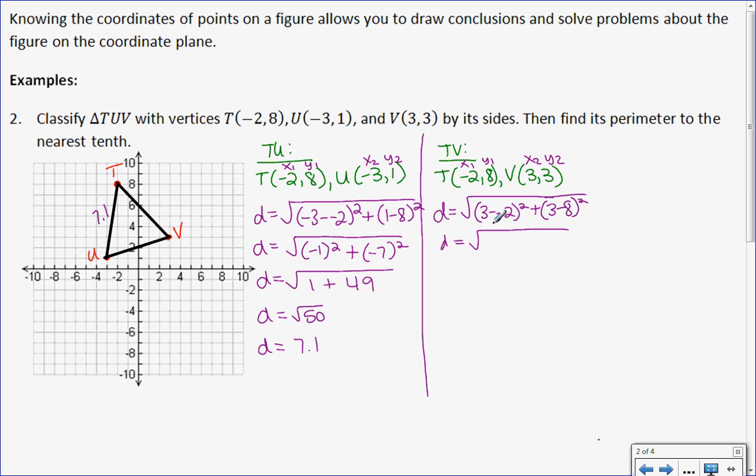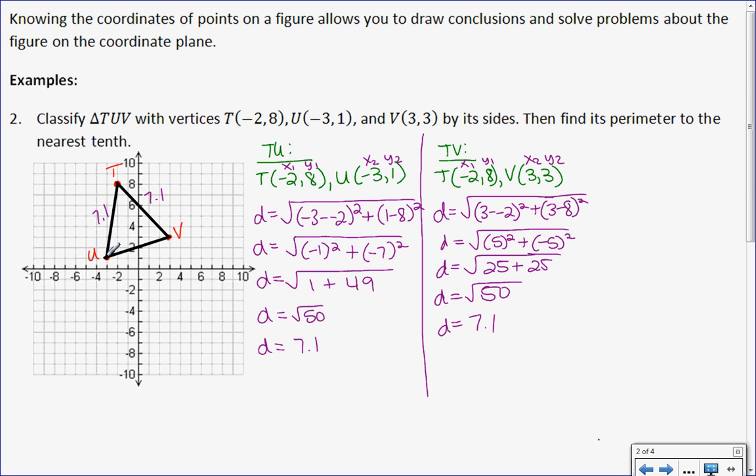And then we'll take care of the parentheses. So this is 3 plus 2, so that's 5 squared. And then 3 minus 8 is negative 5 squared. Square each of those to get 25 plus 25. And when we add those together, that is 50. And the square root of 50, once again, is approximately 7.1. So this side is also 7.1.